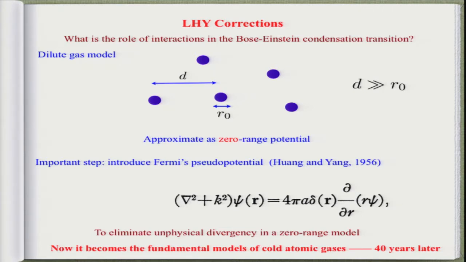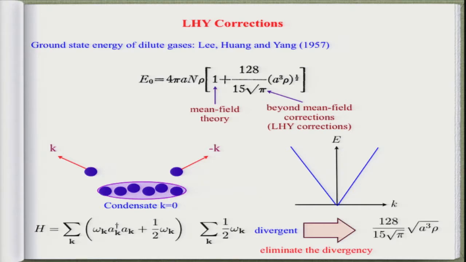So they took the Fermi pseudopotential, which is now known as the Huang-Yang pseudopotential in the context of cold atoms, and this pseudopotential will eliminate all the unphysical divergence in a zero-range model. With that, they came to a correction to the energy beyond the order of the mean field. The physical meaning of this correction is like this. Suppose I have a condensate where particles are all condensed in the zero momentum state. But after you turn on interaction, some particles will be excited to finite momentum states by collisions. Now this will give you a Bogoliubov type of linearized phonon mode at low energy.